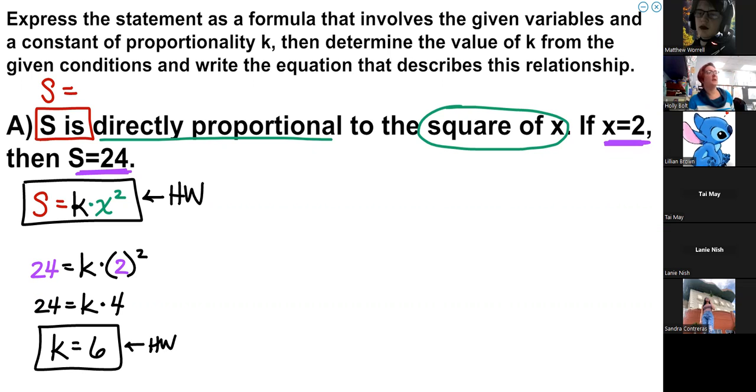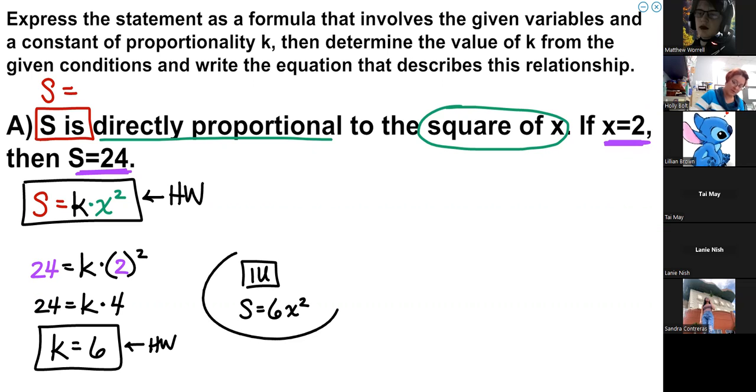So it wants the formula written with the given variables and the constant of proportionality, K, and then it wants you to find K. Last year on the fall final exam, IU asked students to then write the equation that represented that relationship, which is a lot of words to say they just wanted to see you substitute that K value back in so that you could write one single equation for the relationship that it's describing right here.